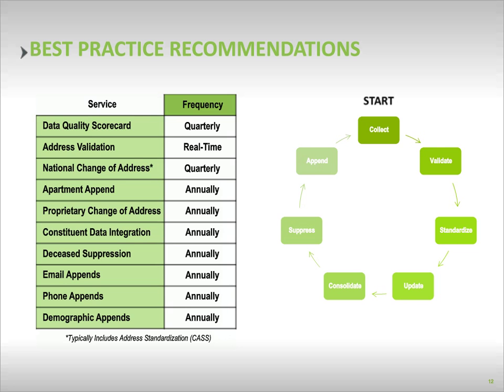So that quarterly run of the NCOA also falls under the 95-day rule from the USPS. They recommend, or they require, you to run your addresses through an NCOA screening to receive bulk mail discounts, which is another reason why we recommend that quarterly screening.